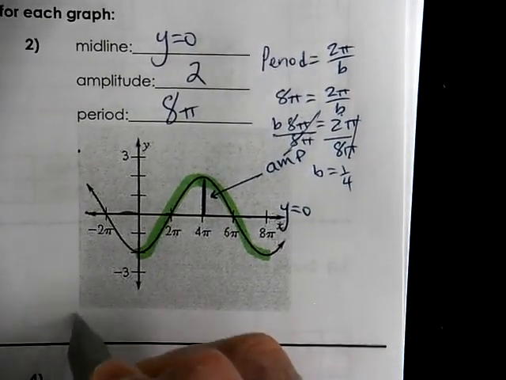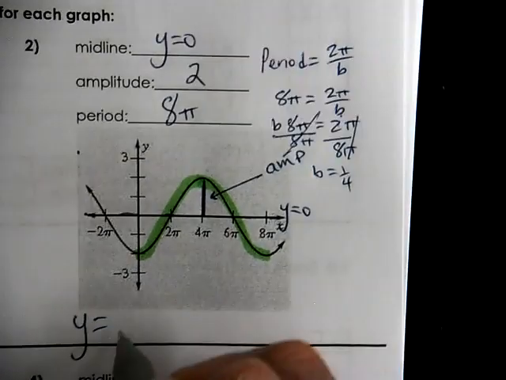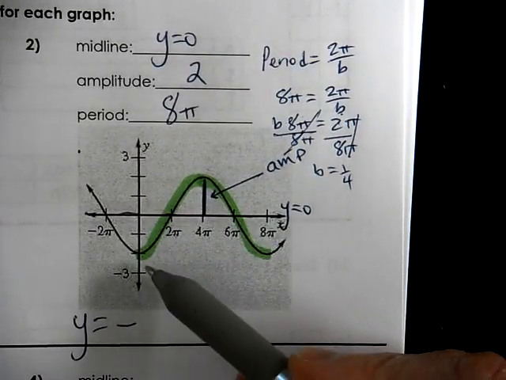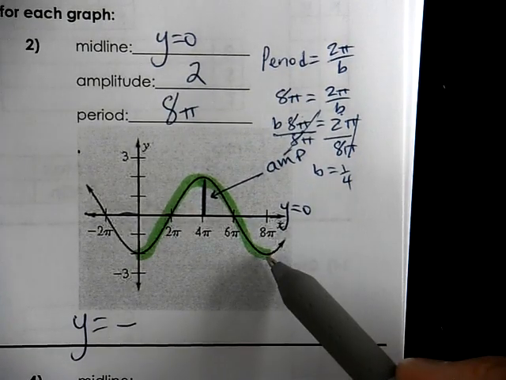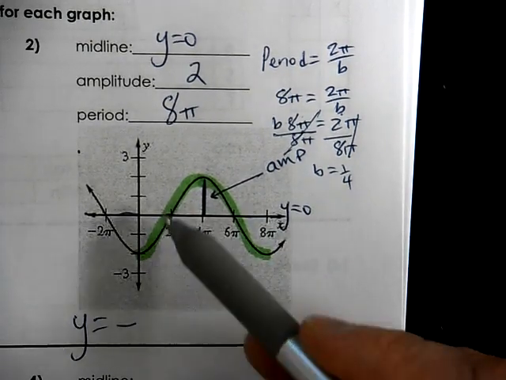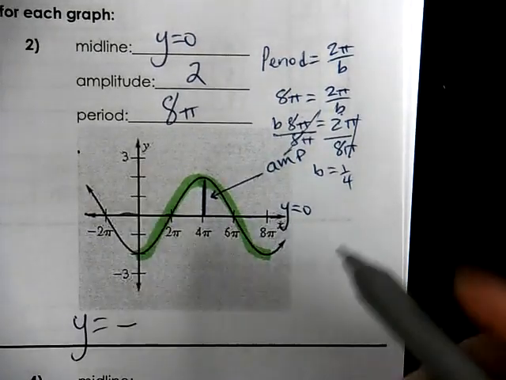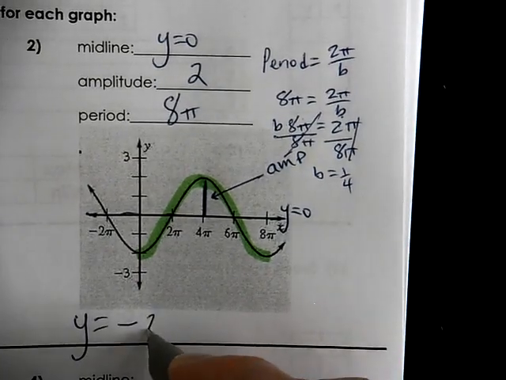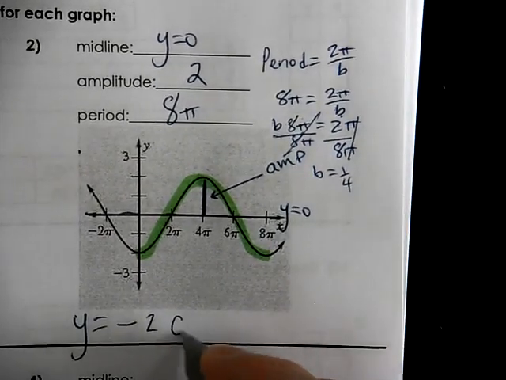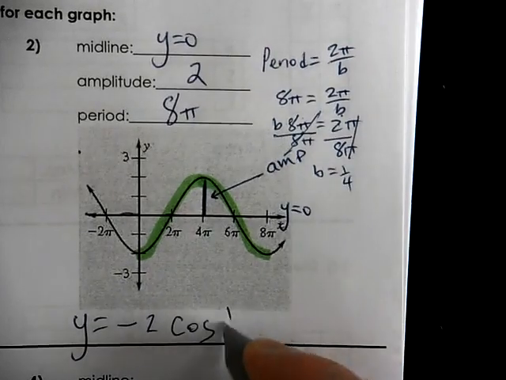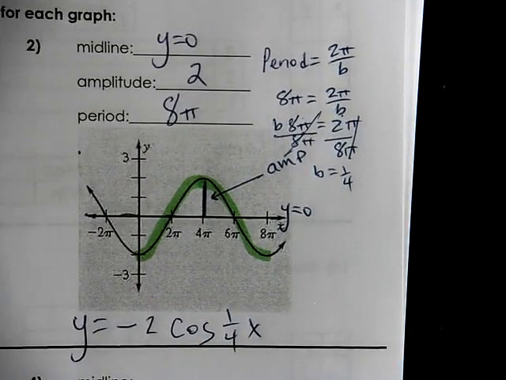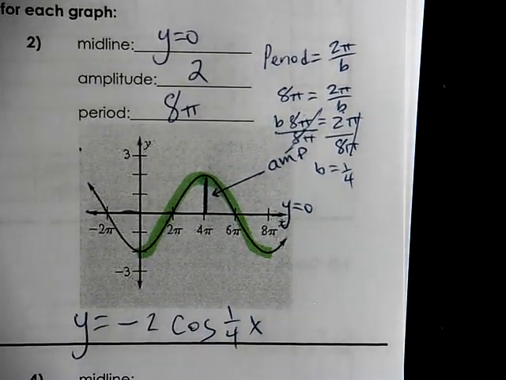So my equation is going to be y equals negative, because the graph I've associated with this curve looks like a cosine. It's starting at a minimum rather than starting at a maximum, so it's already upside down, so it's negative. 2 is my amplitude, so it looks like a cosine graph. B value is 1/4. It's not translated at all, so there you go. That's my equation.